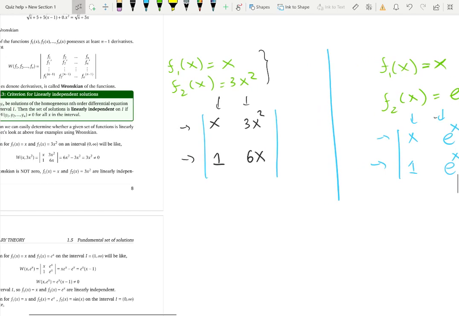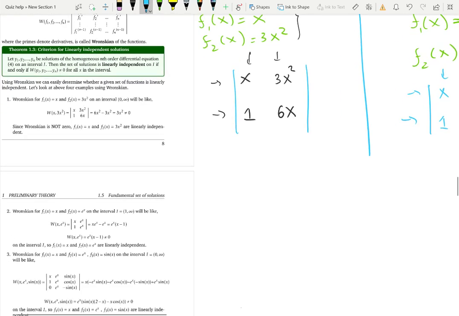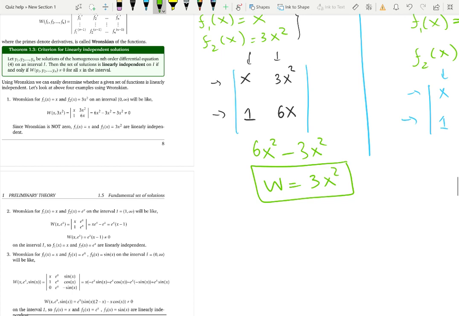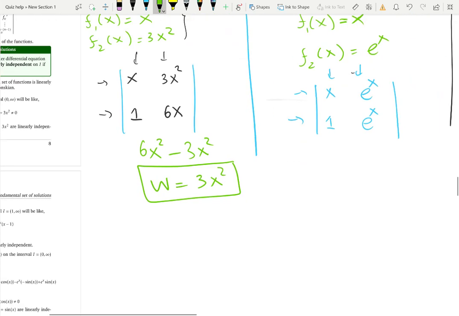Now how do you find the Wronskian? Super easy. You find the determinant of the arrangement that you just did. We learned how to find the determinant in the previous quiz. So here the determinant is 6x times x, which is 6x squared, minus 1 times 3x squared, which is 3x squared. So what we get is 3x squared. This is the Wronskian. So the determinant is 3x squared, so the Wronskian is 3x squared. That's what we call the Wronskian.